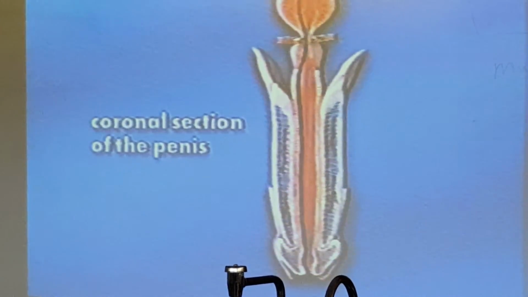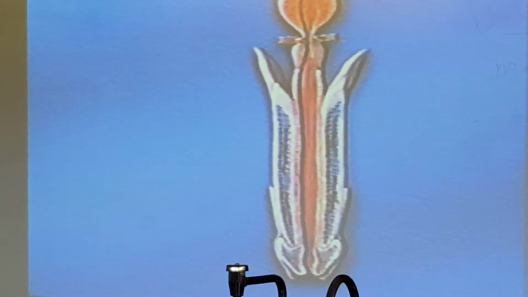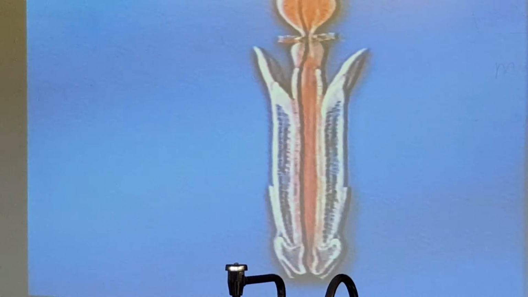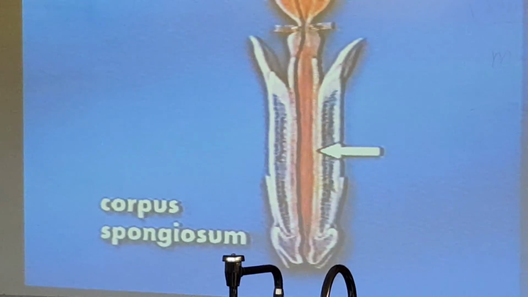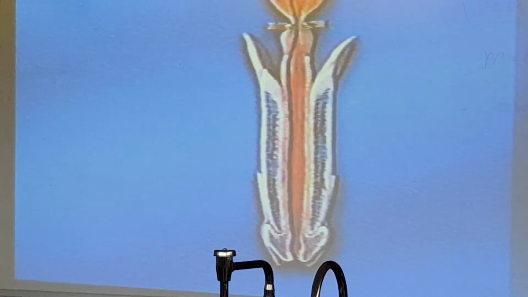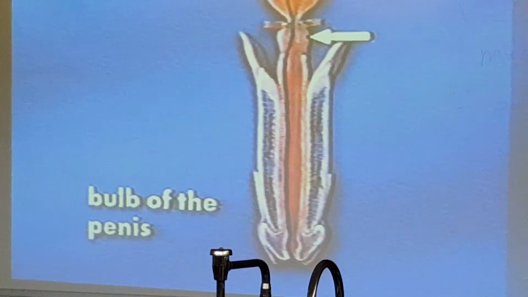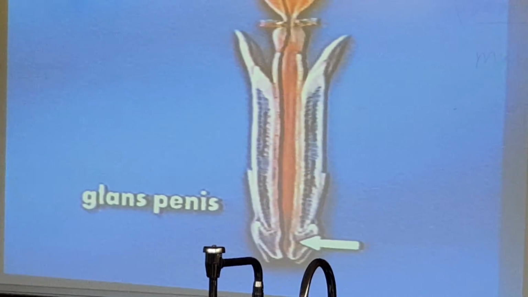In this demonstration, we can identify the tissues that form the penis. Most of the penis is erectile tissue. First, we'll identify the urethra, which is surrounded by the corpus spongiosum. The corpus spongiosum attaches to the urogenital diaphragm at the bulb of the penis and distally enlarges to become the glans penis.